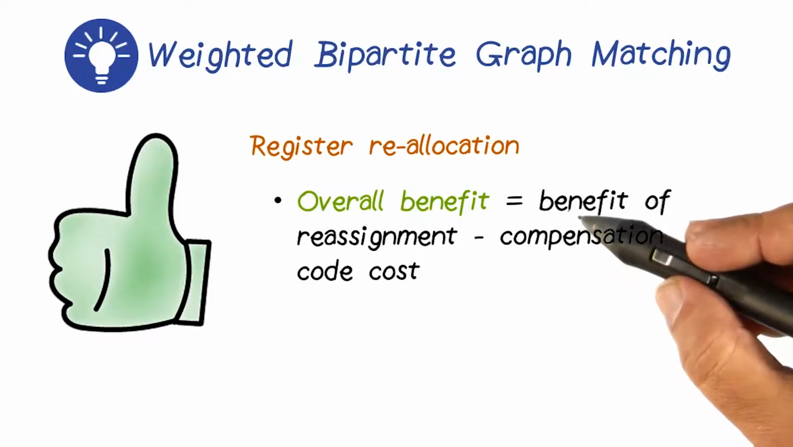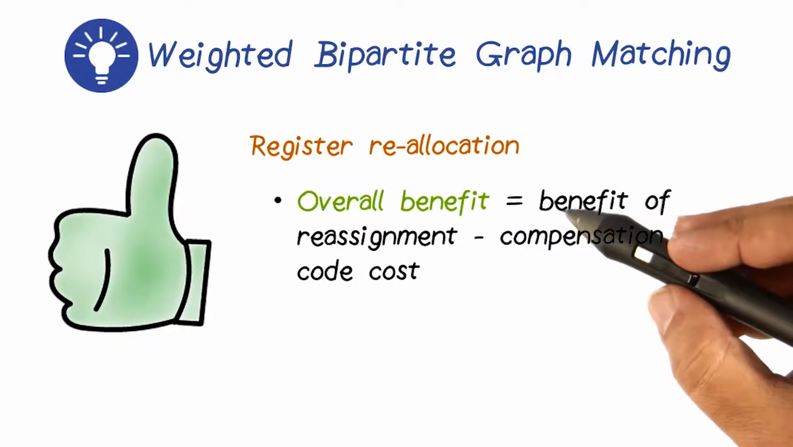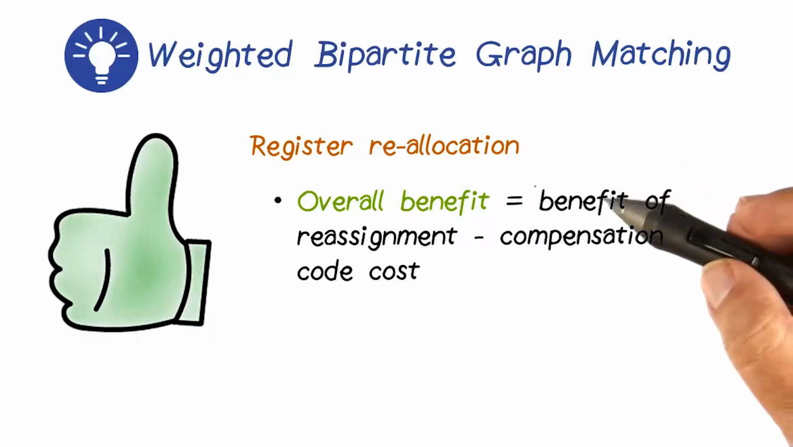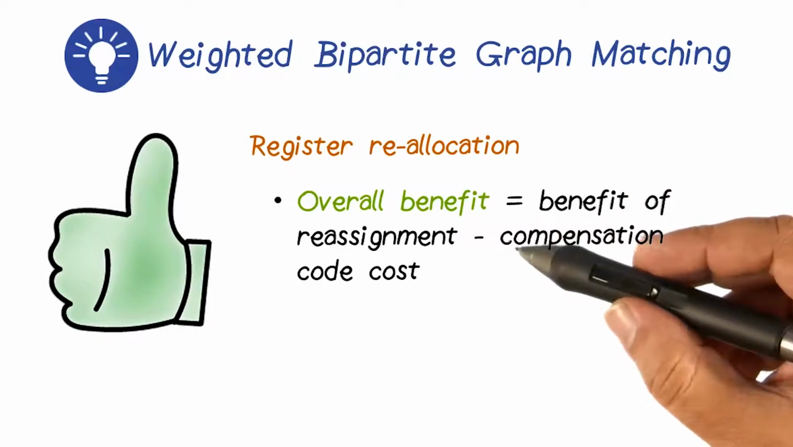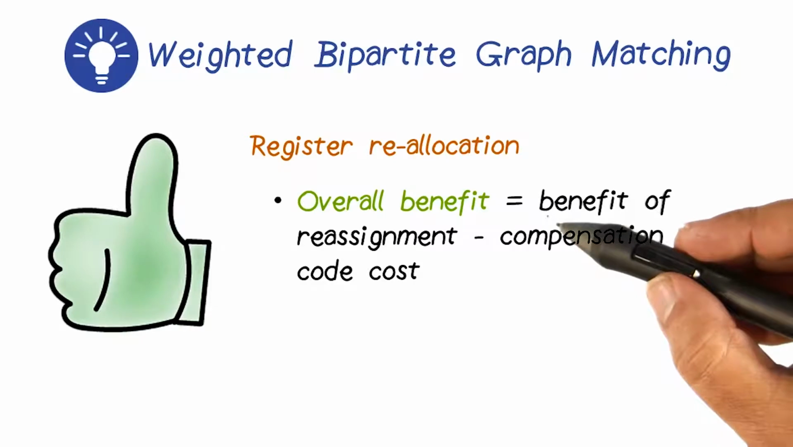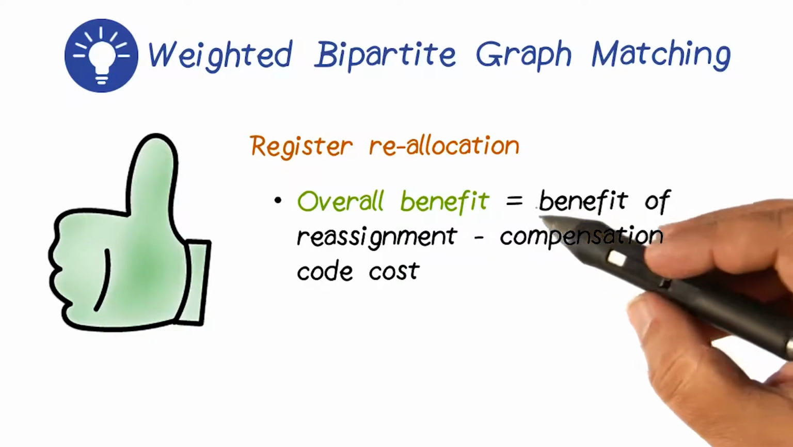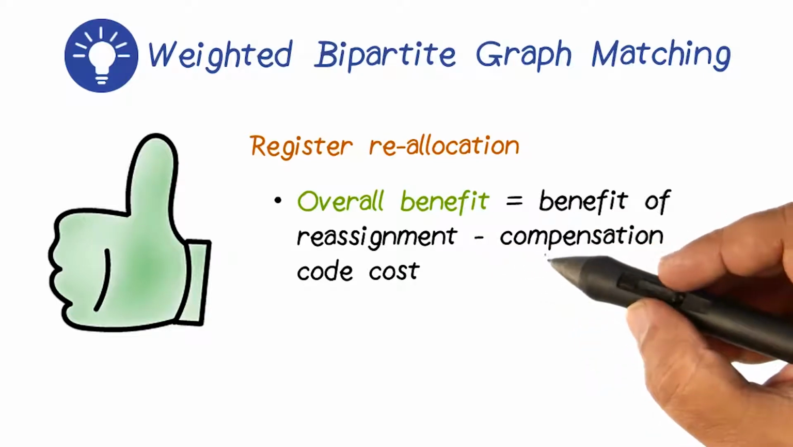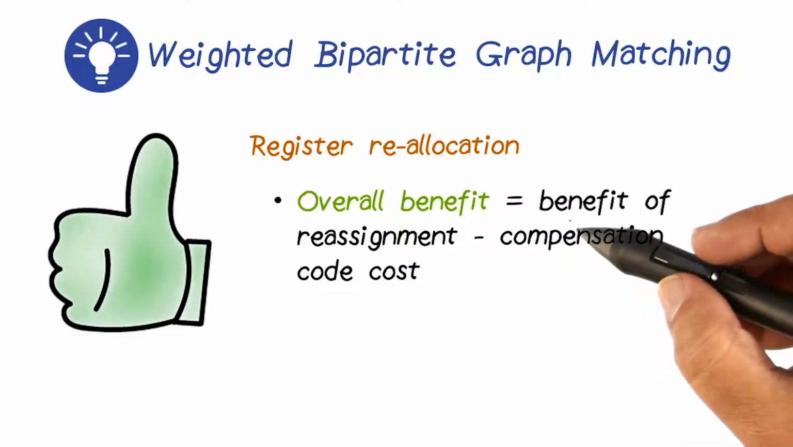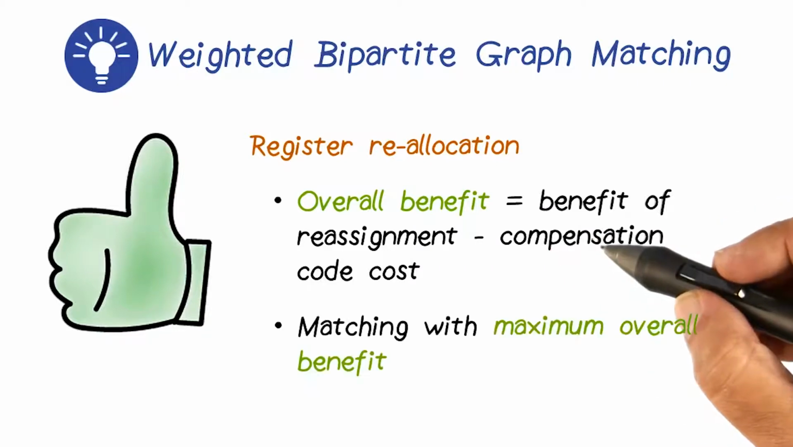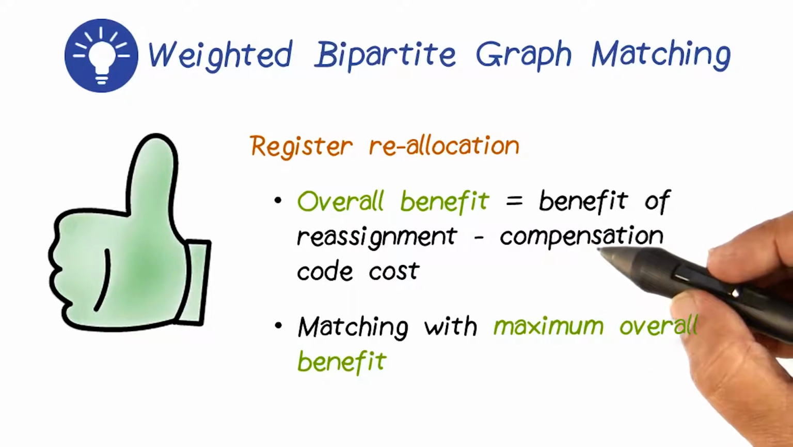In order to carry out the reallocation, we have to compute what is called the overall benefit. First is the benefit of reassignment, that is the number of dynamic spills that we can get rid of. But it is not as easy as that, because we also want to worry about the compensation code. What is a compensation code? Remember that in case of dead registers, we simply need to load a value and then use the value from that register. So we just need one load.